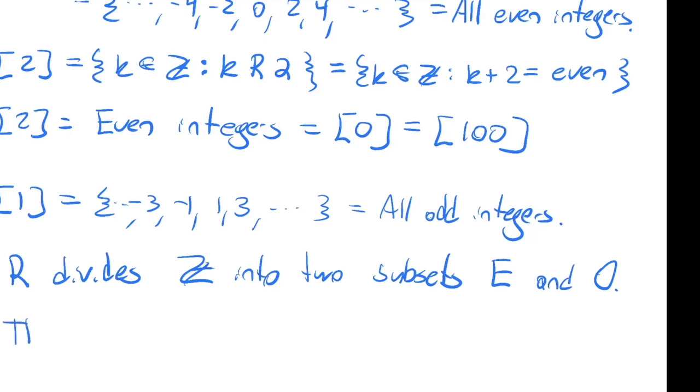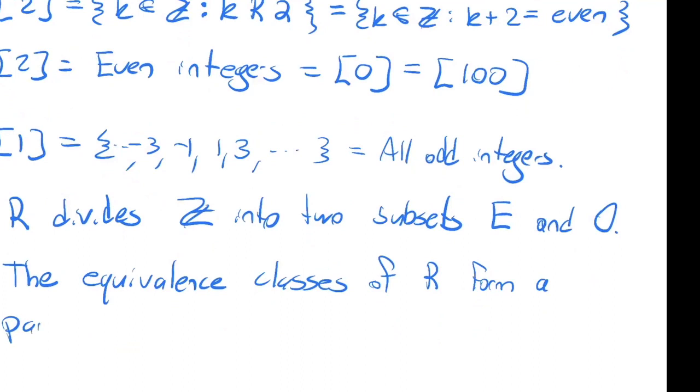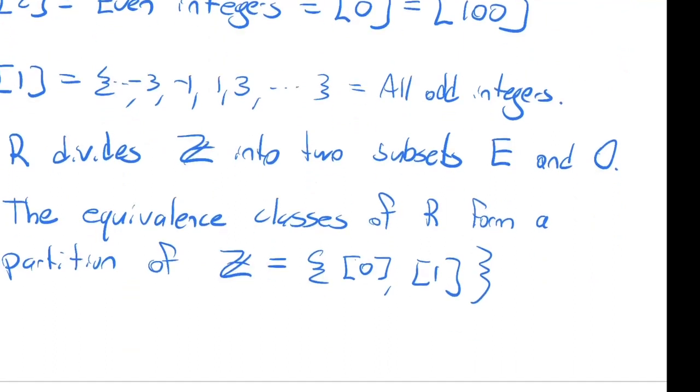So one result that we'll prove next time is that the equivalence classes can now be represented in terms of their equivalence classes. So this forms a partition. This equivalence class is all of the even integers, and this equivalence class is all of the odd integers.